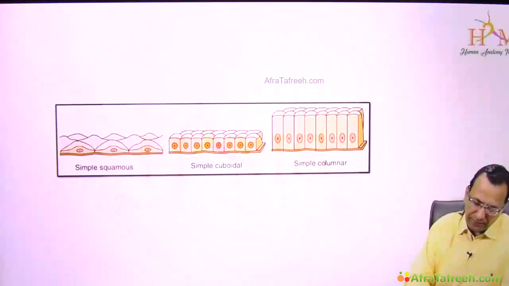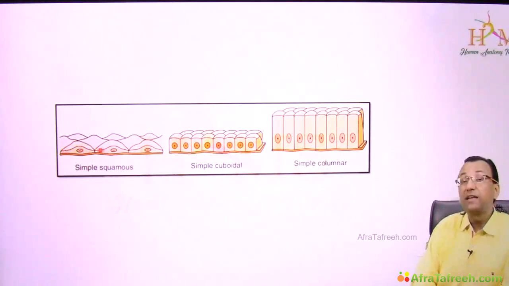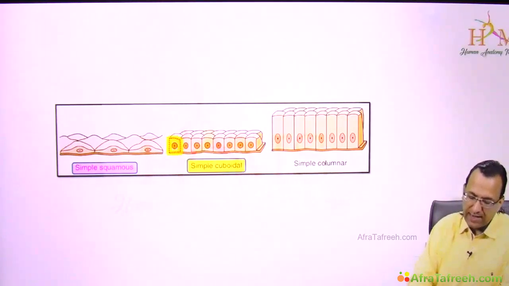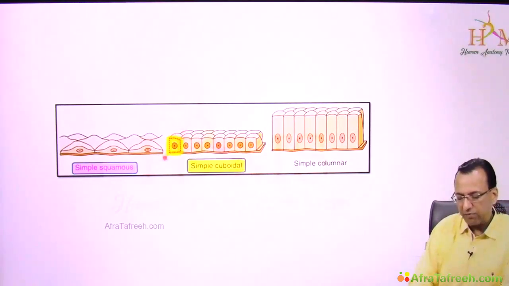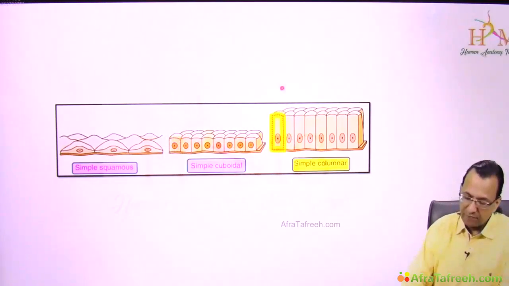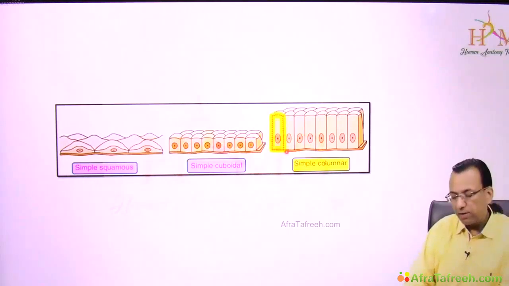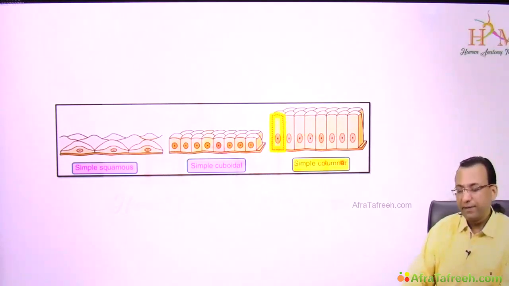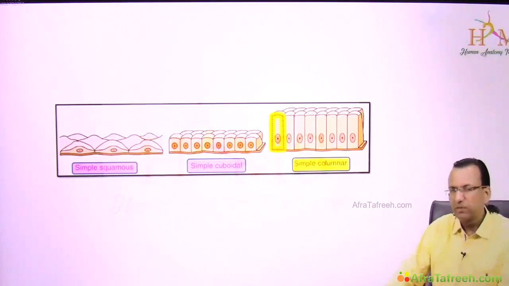You see, if it is a flat cell with flat nucleus, then you say simple squamous. If it is height equal to breadth and a central spherical nucleus, then it is cuboidal epithelium. And if height is more than the breadth, oval basal nucleus, then it is simple columnar epithelium. We have to draw them ourselves.